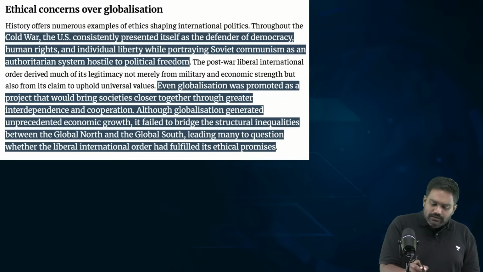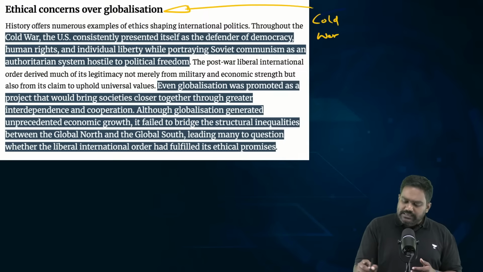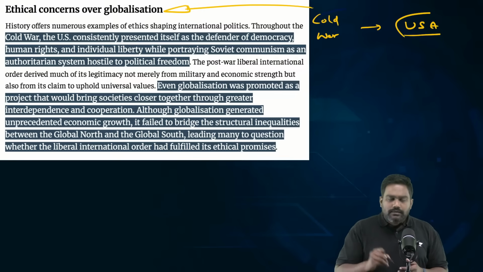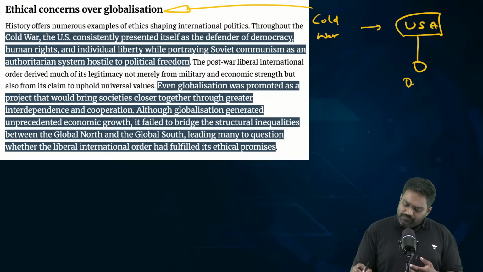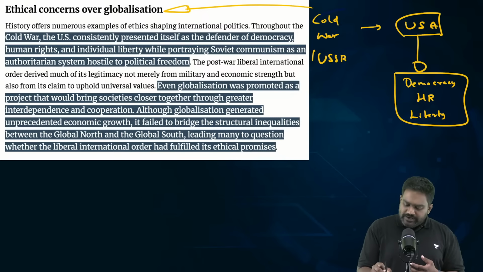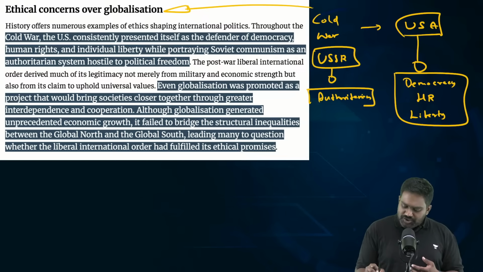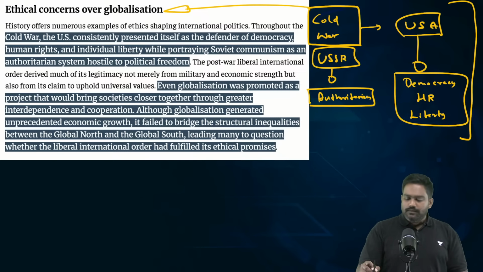Now, even when you look at the Cold War era, the reason why the United States was seen as a champion of the free world was because it projected itself as a defender of democracy, a defender of human rights, a defender of liberty, while projecting the Soviet Union as an oppressive authoritarian regime. In fact, the US even shaped global narrative to suit this particular perception that the US was shaping. And that is what led the global community to largely rally with the US.